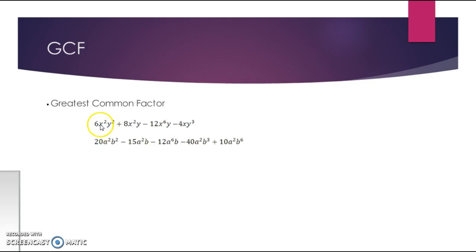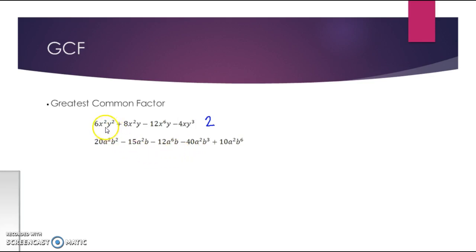Okay, so to start with our first example, I've got a 6, 8, 12, and 4. So always start with your smallest one. And 4 goes into 12 and 8, but not 6. So it's got to be smaller than 4. And so it would be 2. 2 goes into all of these. So I'm going to put a 2 on the outside.